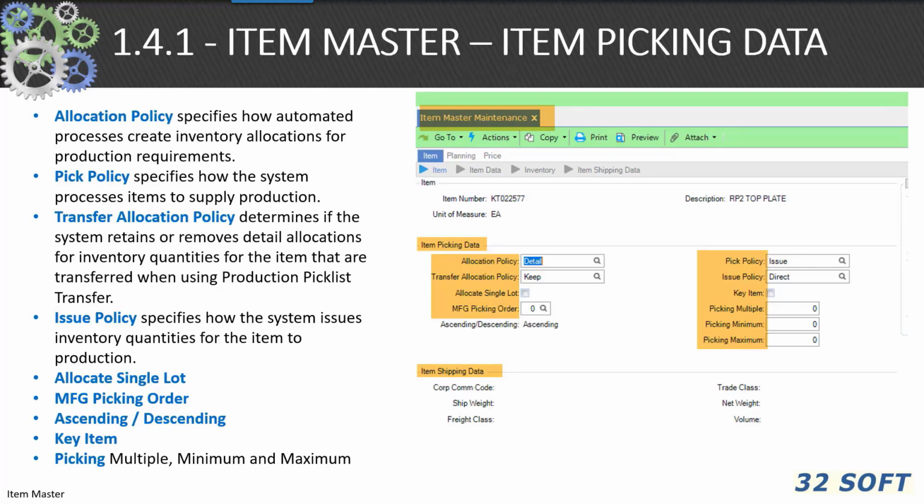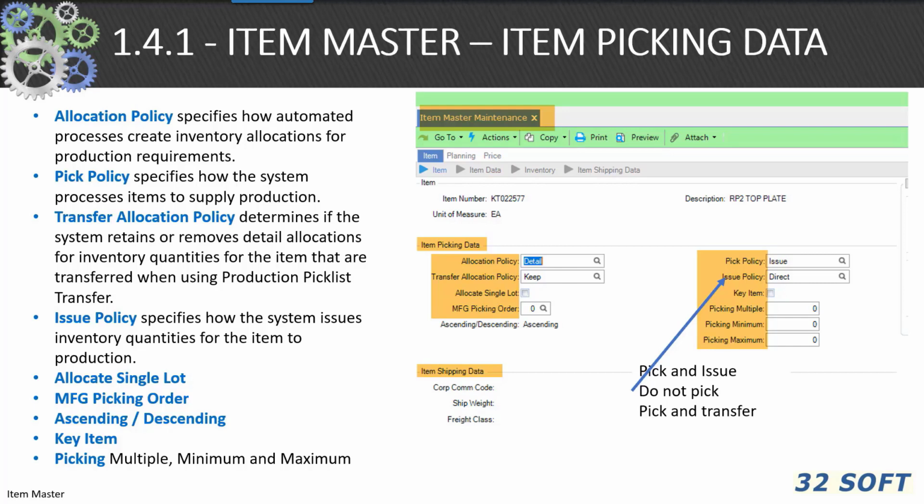In the 1.4.1 item picking data or item inventory data, we have a new frame also in the 1.4.16. You should be aware of these for your setup. There is an allocation policy, which allows either detail or general allocations. There's a pick policy. You can either pick and issue it or don't pick it, or pick and transfer. You can transfer the allocation or keep the allocation, drop it.